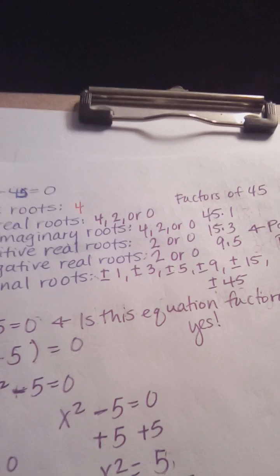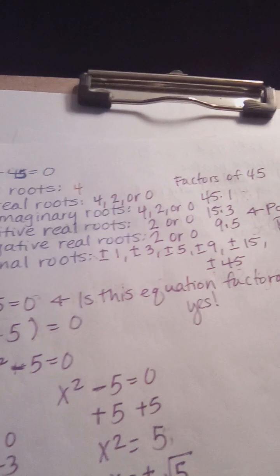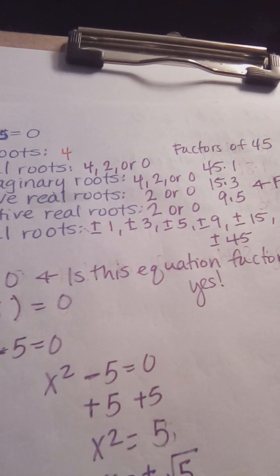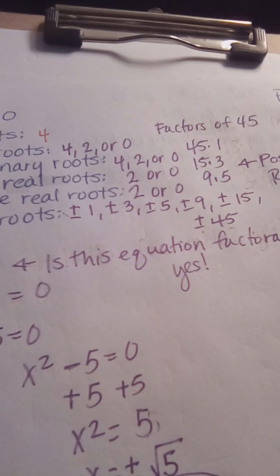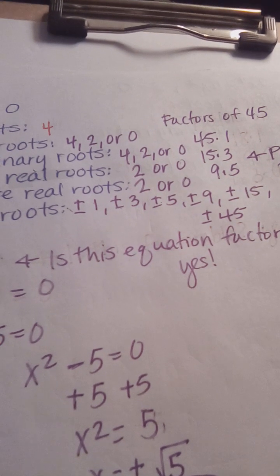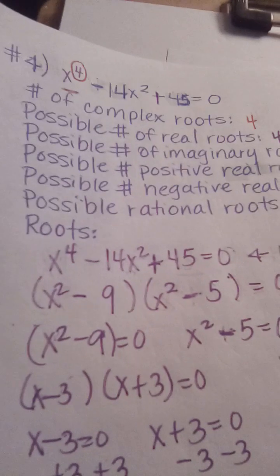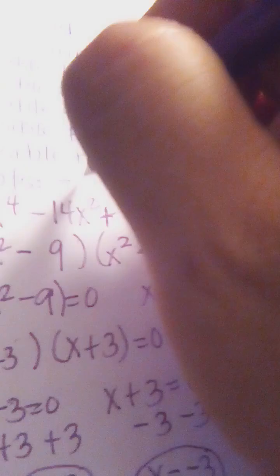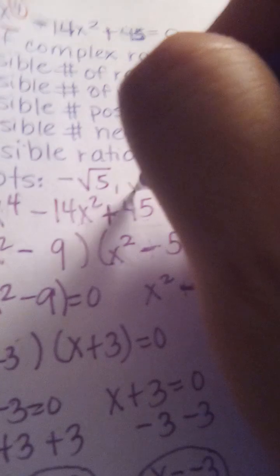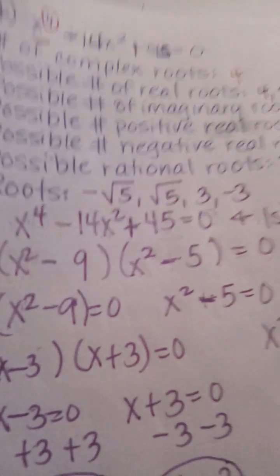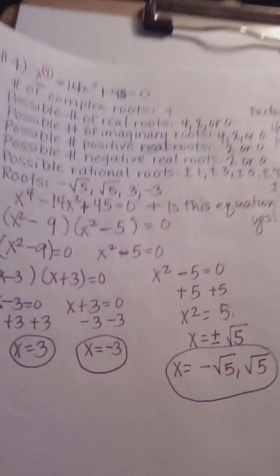Okay. You're more than welcome to stop the video at any time. No need to be rushed. Make sure you got the concept and an idea of how to work on these problems. All right. And then the roots are negative square root of 5, positive square root of 5, 3, and negative 3. Those are 4 roots. And that completes problem number 4. Any questions on this part?